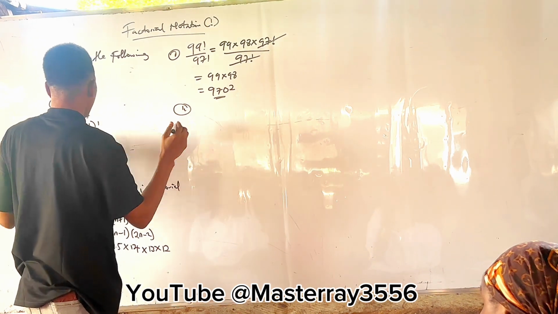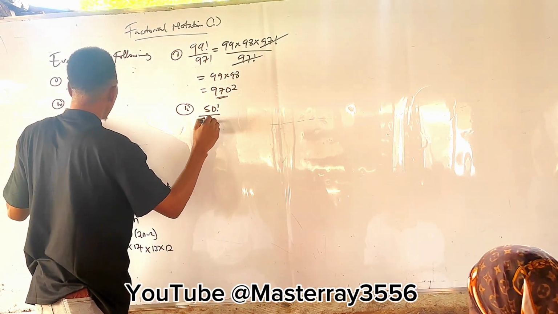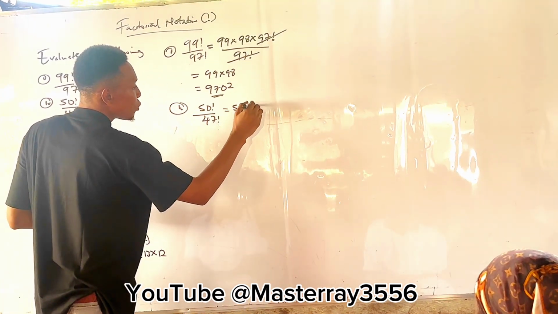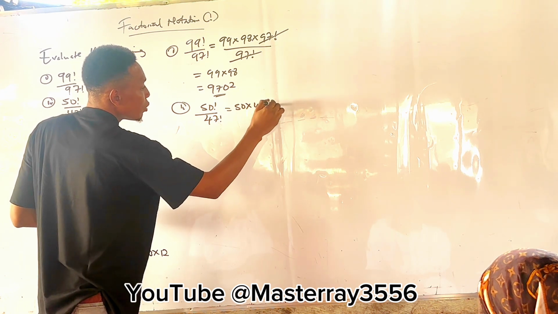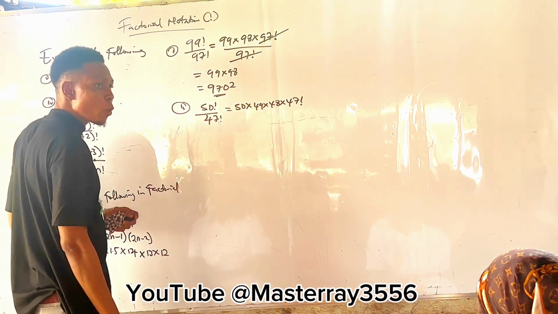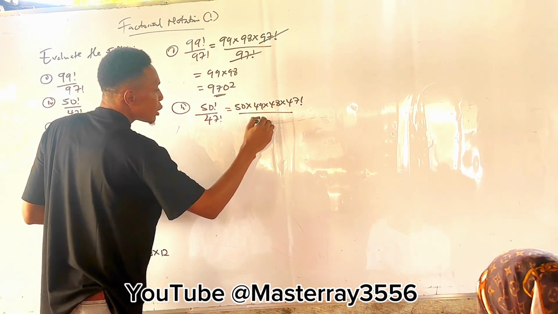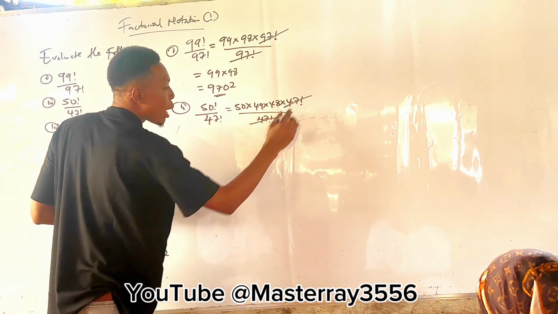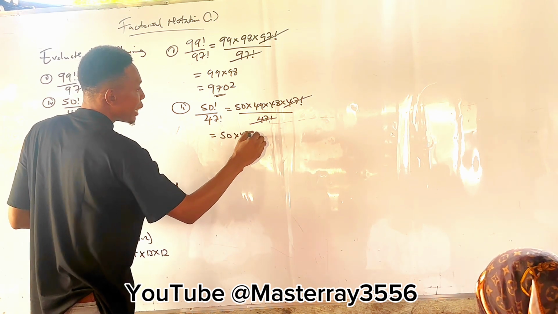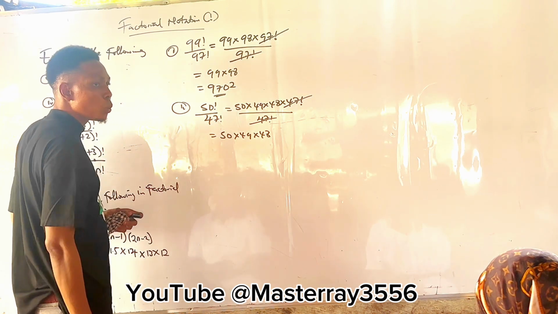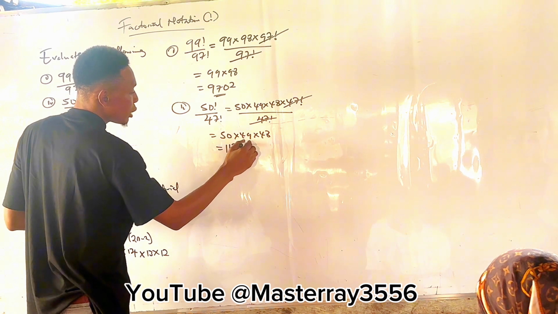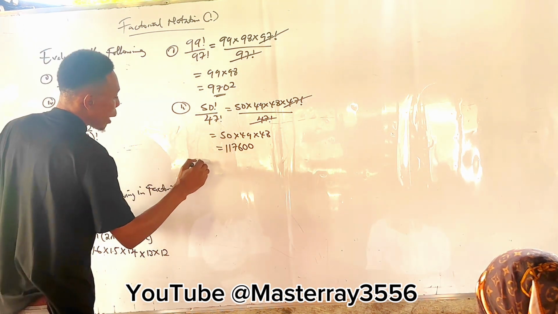Now for part B, we were given 50 factorial over 47 factorial. So how do you go about that? 50 times 49, after 49, 48, after 48, 47 factorial. You must put that word factorial. All over 47 factorial. This can cancel out this. What do you now have left? 50 times 49 times 48. If you multiply this, what do you have? 117,600. All right.